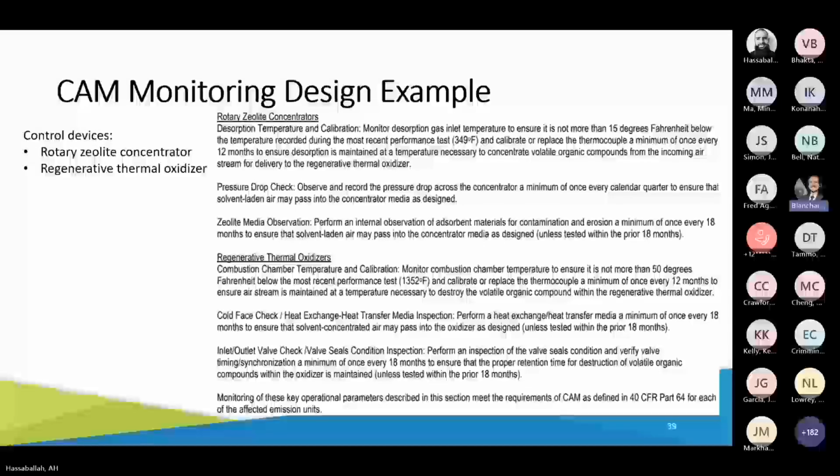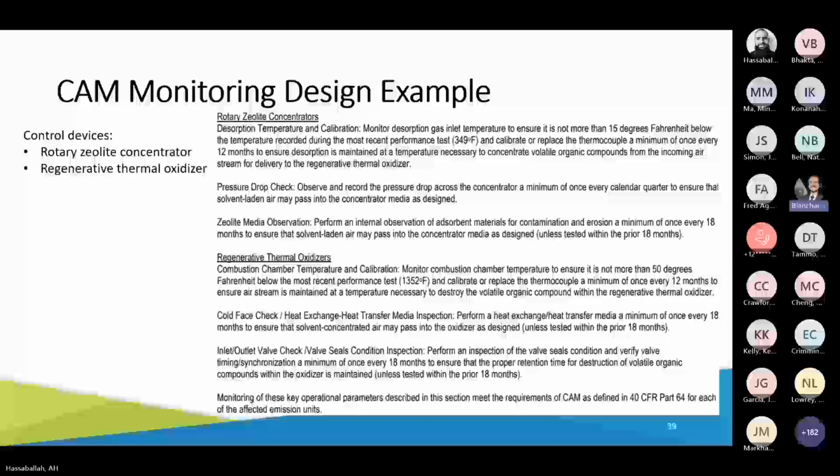And finally, for that first control device, we also have the actual zeolite media observation, where an internal observation is being made of the adsorbent materials for contamination or erosion, a minimum of once every 18 months to ensure that solvent-laden air may pass into the concentrator media as designed, unless tested within the prior 18 months. So we do have discrete values for how often this should be done, to make sure that this is continuously kept up with and that the control device doesn't degrade and its operation is maintained as it should be.